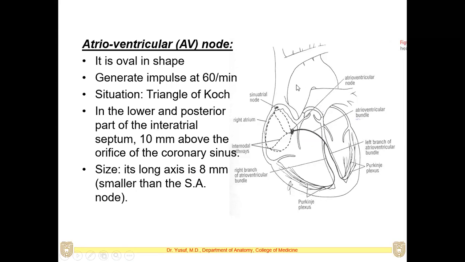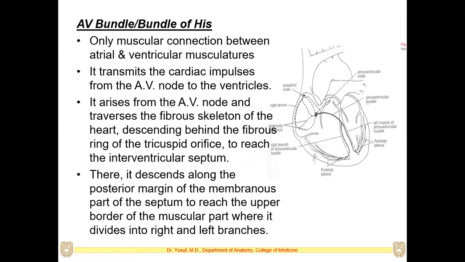These are the two nodes, the SA node and AV node, which can produce their own impulse. Now, how is this impulse carried to the ventricles? There is something called the AV bundle, atrioventricular bundle. This is the bundle here, which is starting from the AV node and passing through. As I said, there is no connection between the atrium and the ventricle because in between there is a fibrous skeleton. So the impulse cannot go from the atrium to the ventricle. So the only connection is through this atrioventricular bundle.